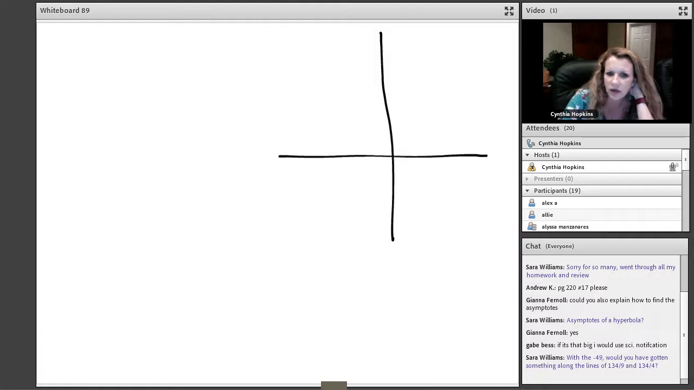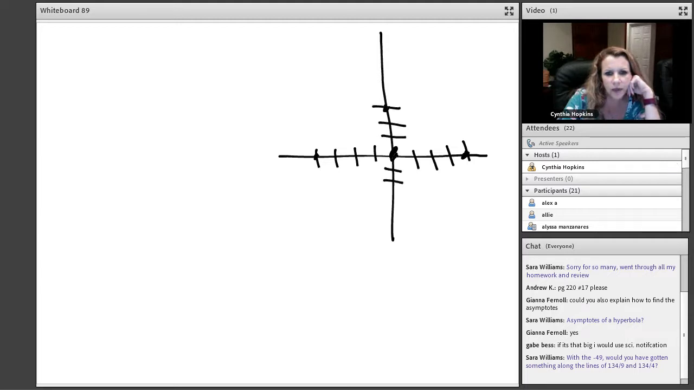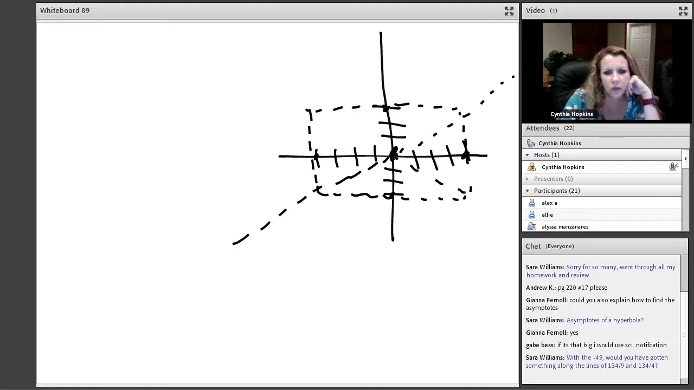So let's pretend the center of your hyperbola was at the origin. Okay, we did a whole section on that. And let's say that your x radius was 4. So you went to the left and right 4. And then let's say that your y radius was 3. You went up and down 3 from the center. And so here's your fundamental rectangle. And then here are the asymptotes that they might ask you for the equations of.